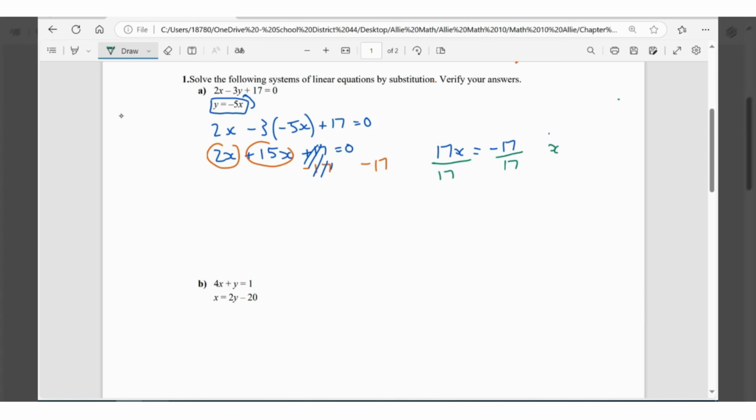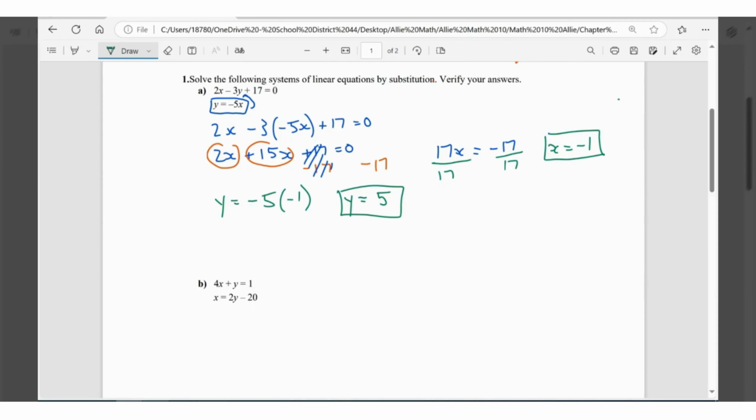And we get that x equals negative 1. So negative 17 divided by positive 17 gives us a negative 1. And so now we have a solution for x. We can choose which one we want to substitute it back into to solve for y. This one looks much simpler. I think I'll stick with that one. Y equals negative 5 times negative 1. Therefore, y equals, what's negative 5 times negative 1? That's just positive 5. So there you go.